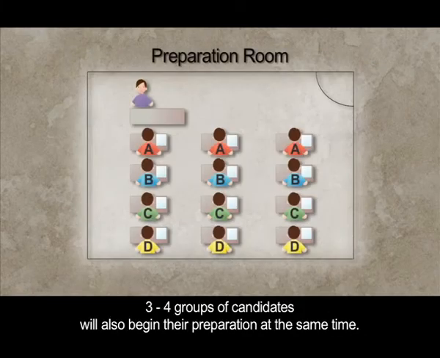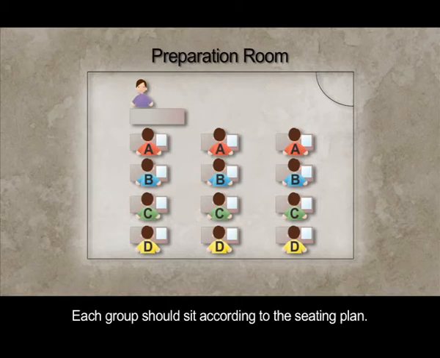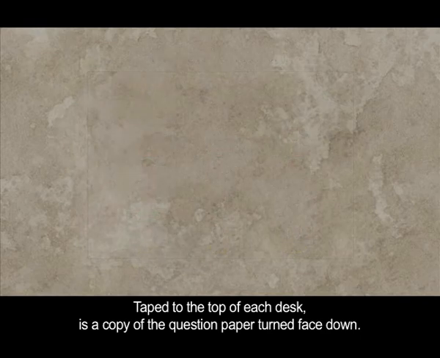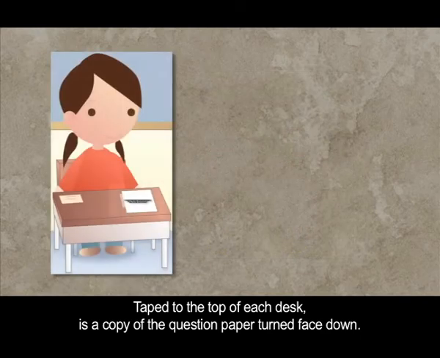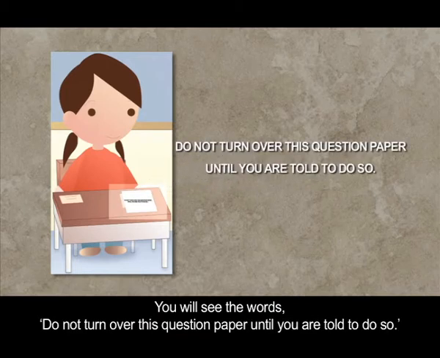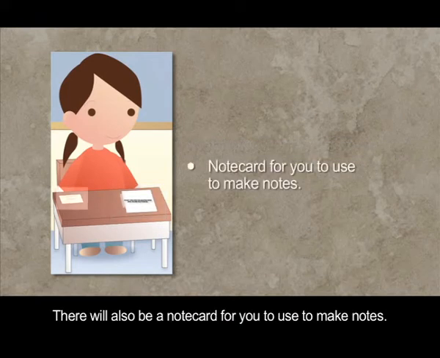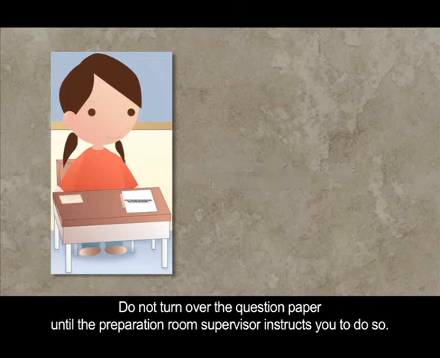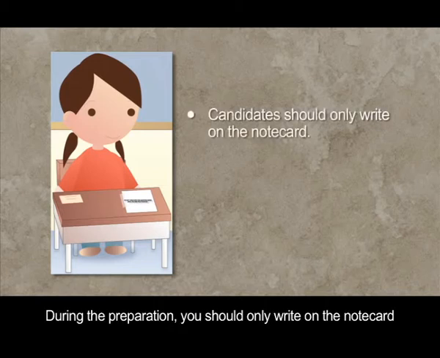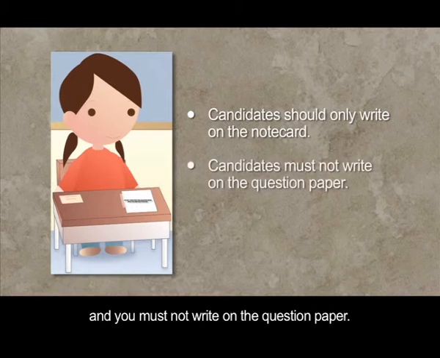3 to 4 groups of candidates will also begin their preparation at the same time. Each group should sit according to the seating plan. Taped to the top of each desk is a copy of the question paper turned face down. You will see the words, "Do not turn over this question paper until you are told to do so." There will also be a note card for you to use to make notes. Do not turn over the question paper until the preparation room supervisor instructs you to do so. During the preparation, you should only write on the note card and you must not write on the question paper.